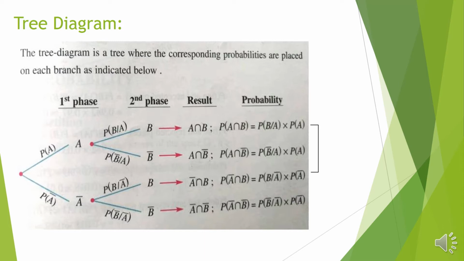This one. What do we mean by it? This is A intersection B. A intersection B is the probability of A intersection B. How to find the probability of A intersection B? What do we resort to? To the tree diagram.